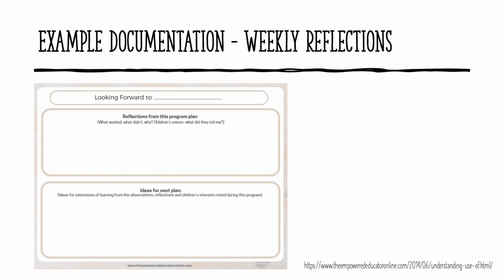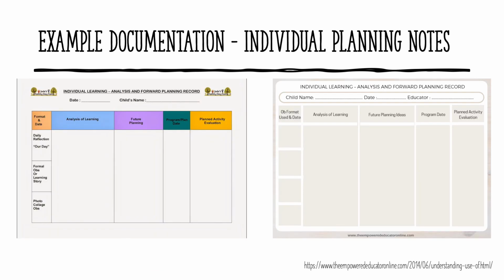Her weekly reflections, she goes through a process of reflecting on her program plan and planning ideas for the next week. And that's taking into account the children's ideas as well, not just the teacher ideas. She then takes into account her individual planning notes. So she's got this for each child or for herself. So she has her daily reflection, her formats, and her photo collage, the analysis of the learning, the future learning, and so on. And so she's putting these into practice. So again, she's making sure that her planning and her teaching are linked, and her assessment informs her planning.